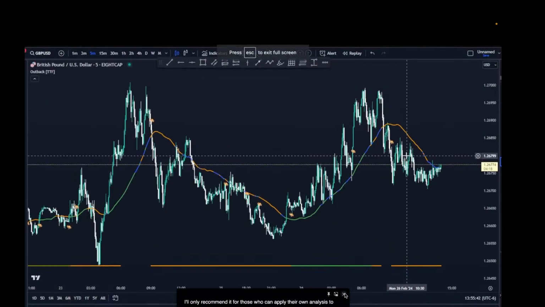Welcome, and in this video I'll be going over everything Case 1 for Outback. This is the version that can signal the most out of the three, and I only recommend it for those who can apply their own analysis to help filter out a lot of the signals. Like I've said in the intro video, this is as close to the manual version of Outback, with the main difference of having to wait for the higher time frame stochastic confirmation candle to close, which can slightly slow things down at times.